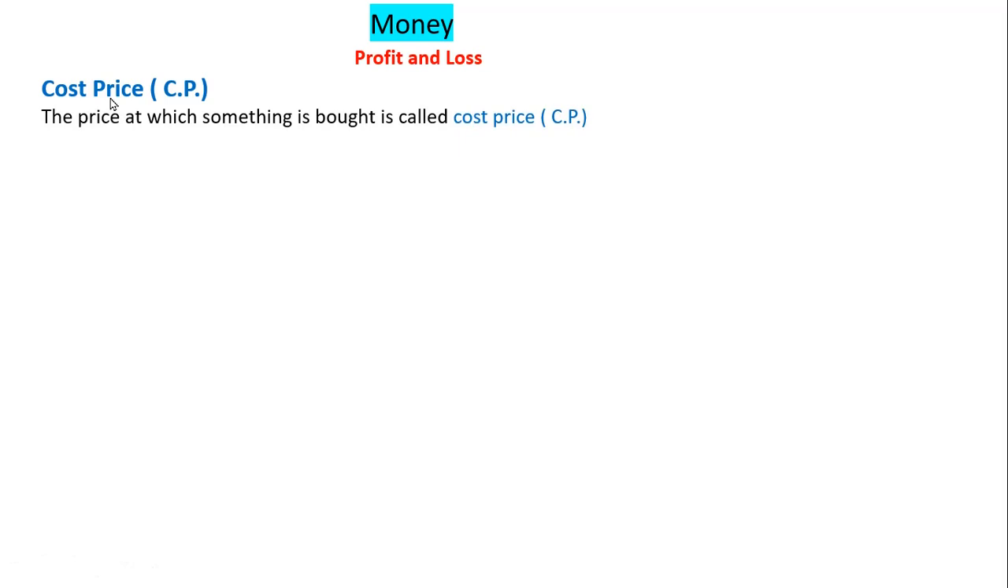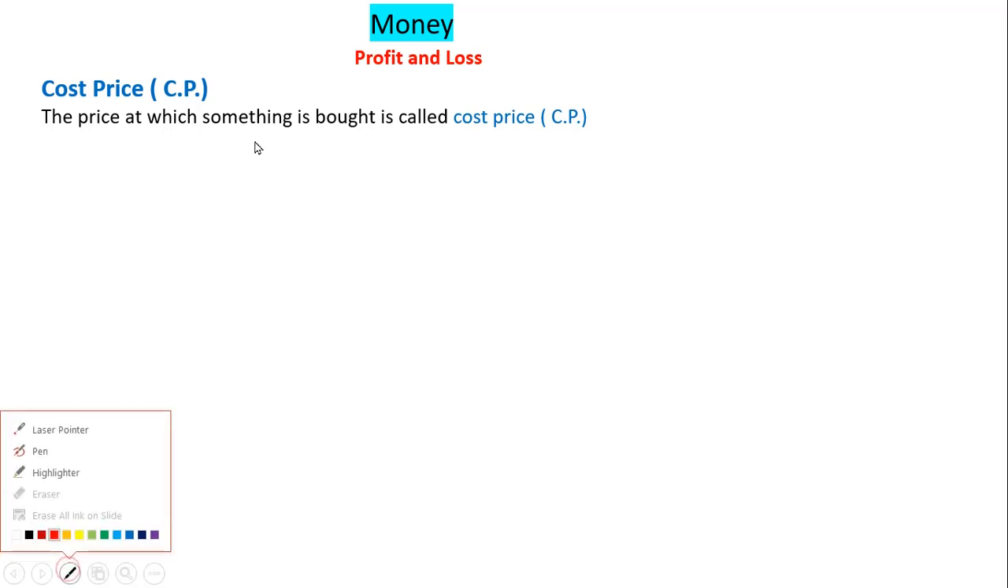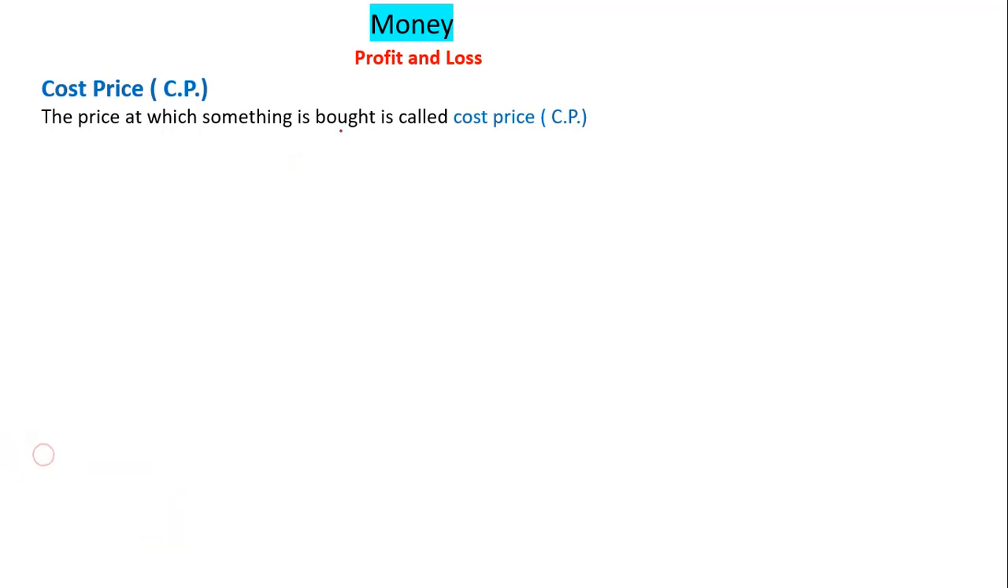Cost price means the price at which something is bought is called the cost price, which means whenever we purchase something, the amount we pay to purchase that thing will be called the cost price. So in this, you need to remember the word bought. Whenever you are buying something, if you pay some amount to that person to get that product, that amount will be called the cost price.